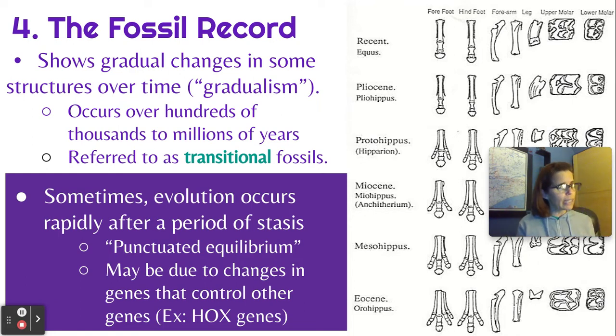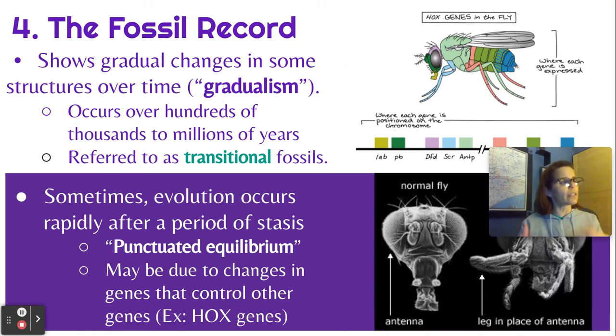But one explanation, it's not a great explanation, but we're just coming up with ideas, is mutations in Hox genes. That would be an example where a Hox gene controls all kinds of other genes. So if you mutate a Hox gene, you automatically mutate a whole bunch of other genes that it controls.